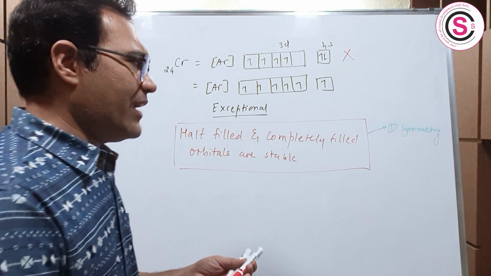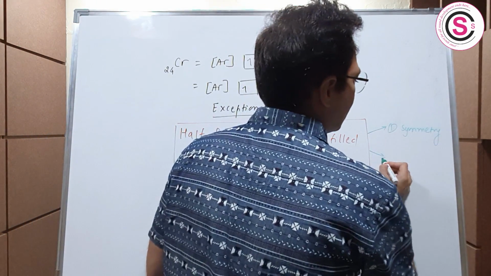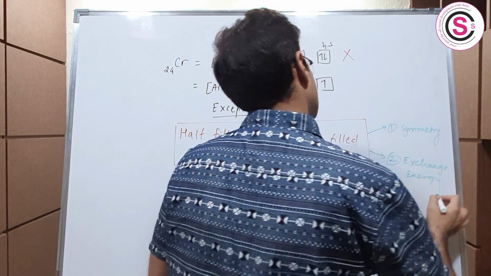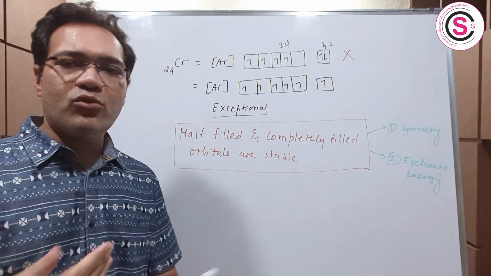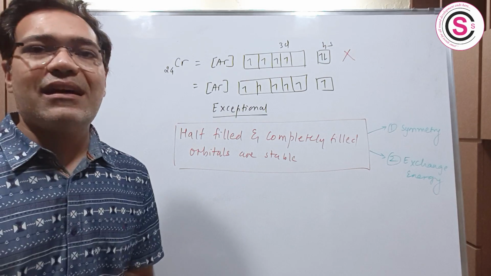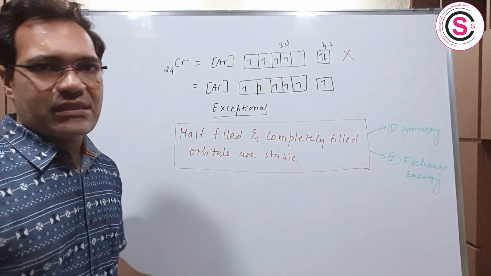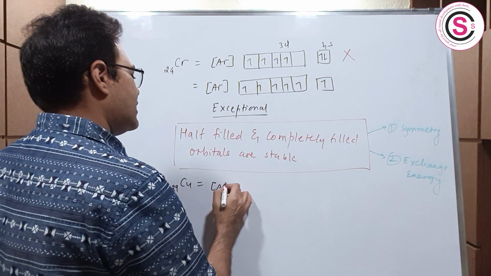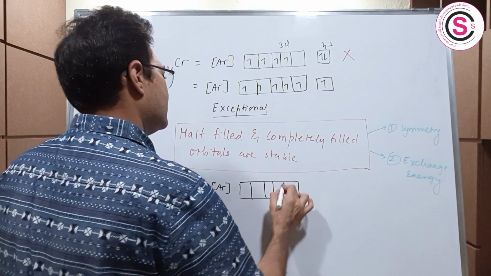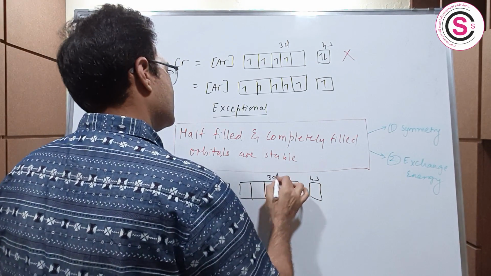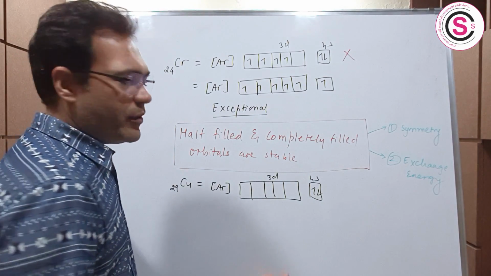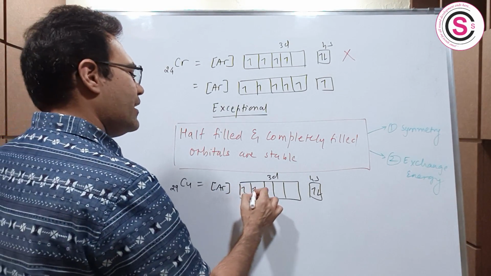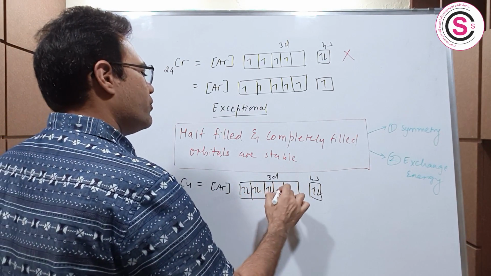Correct? The second reason, my dear students, for this statement is exchange energy. Right? Now what is exchange energy? I'll come to that. Before that, let us take one more example which involves completely filled orbitals. Now you know that the atomic number of copper is 29 and its electronic configuration should be like this, because first the 4s orbital is filled. So when we fill 2 electrons in 4s, plus the 18 of argon makes a total of 20 electrons, and the 9 electrons of the 3d orbitals should be filled like this.